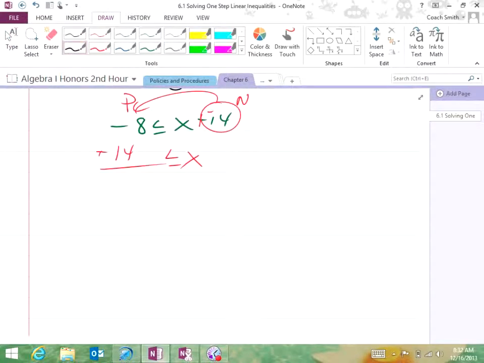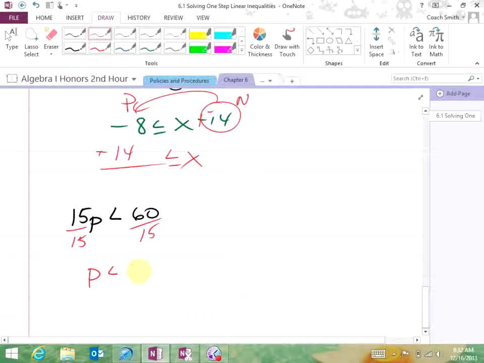Now, the next thing, 15p less than 60. Okay, solve this same way we do equations. We're multiplying by 15, so the inverse operation of multiplication is divide. So I'm going to divide by 15 on both sides. That gives me p is less than 4. Then you graph it.